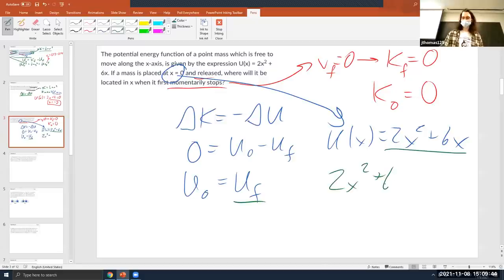2x squared plus 6x is equal to 0. That's where it'll be back at its initial value for the potential energy. And solve for the zeros of this guy. x equals 0 is one of them. We were already given that one for free. The other 0 would be when x is equal to negative 3.